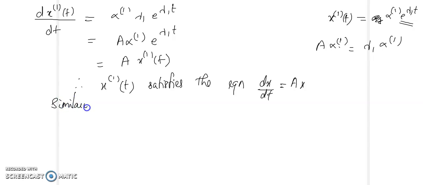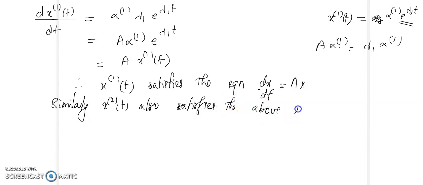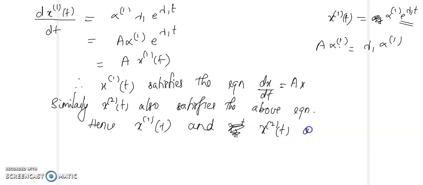Similarly, x2 of t also satisfies the above equation. So hence x1 of t and x2 of t are solutions. So they are solutions of dx by dt equal to Ax.